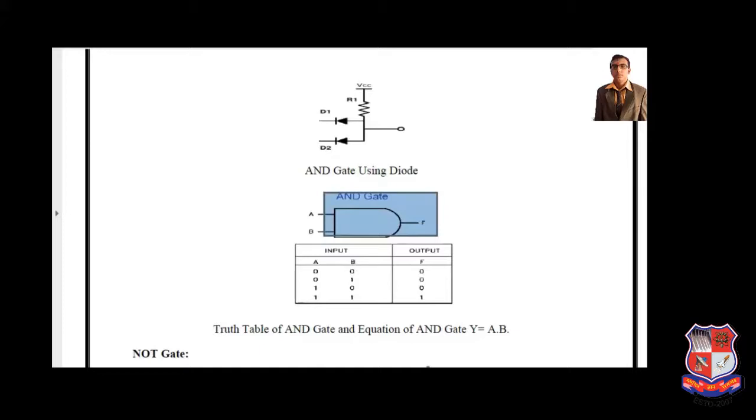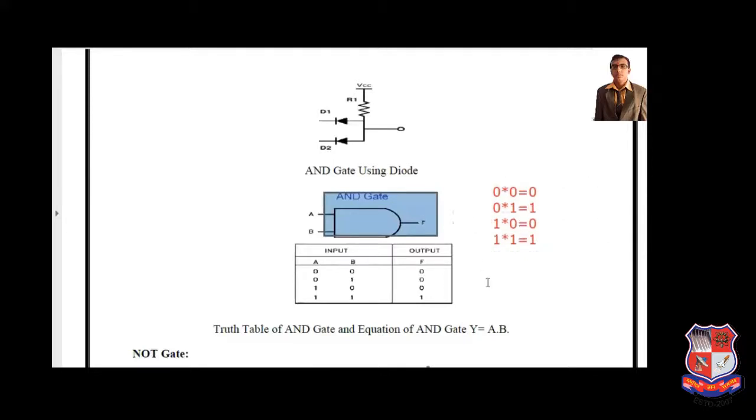It means, simply do the multiplication. 0 multiplied by 0 equals 0. 0 multiplied by 1 equals 0. 1 multiplied by 0 equals 0. 1 multiplied by 1 equals 1. So here we get the symbol of AND gate.